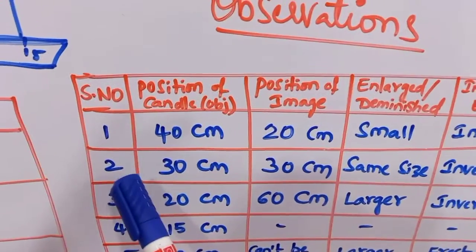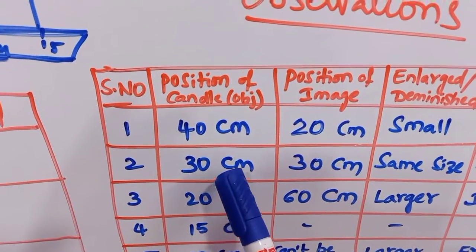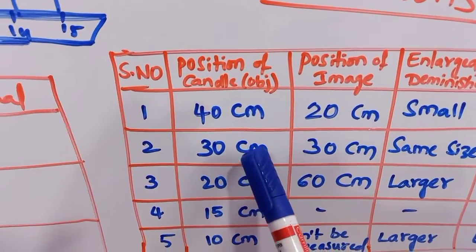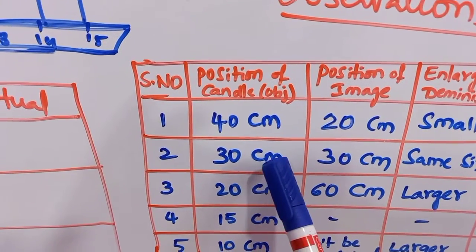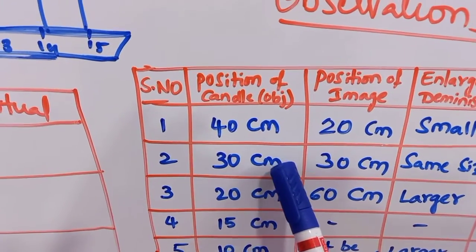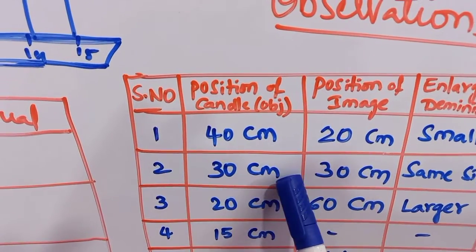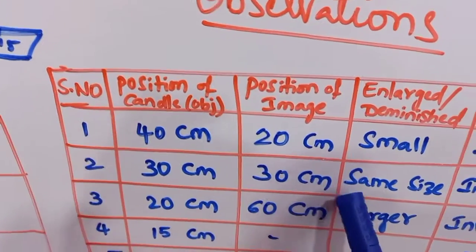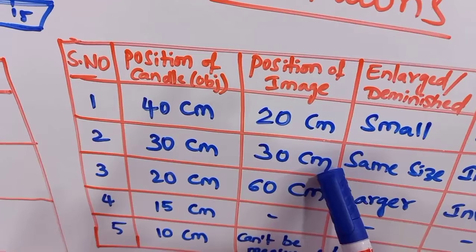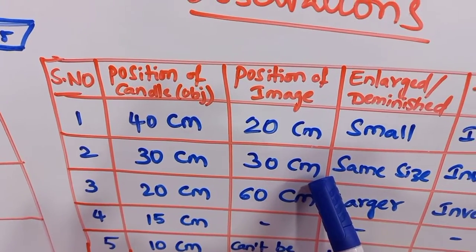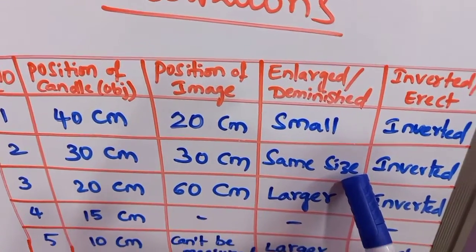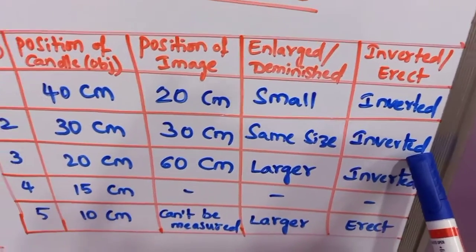And again we have to change the position of the object, the candle. The candle should be brought somewhat closer to the concave mirror, up to 30 centimeters distance from the mirror. It was observed that the position of the image was also 30 centimeters from the mirror, and it was found to be the same size, and it is also an inverted image.